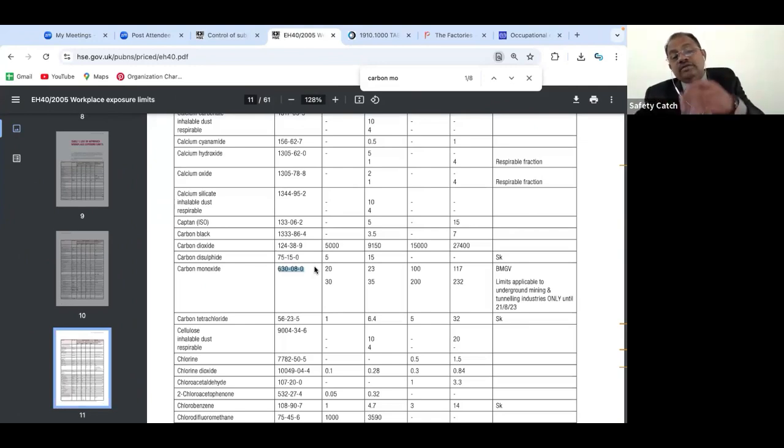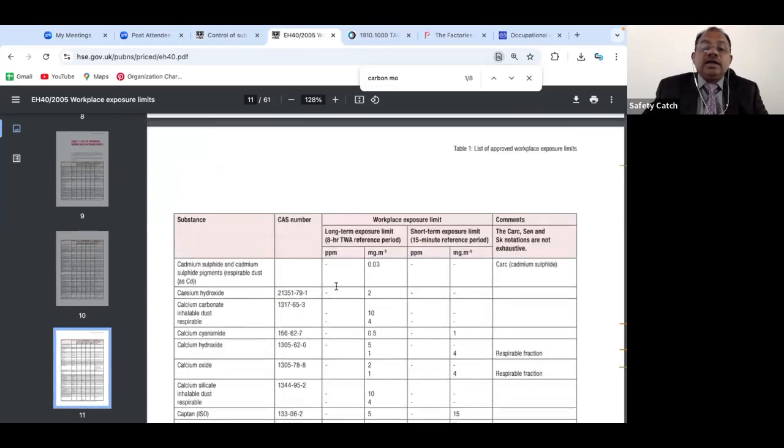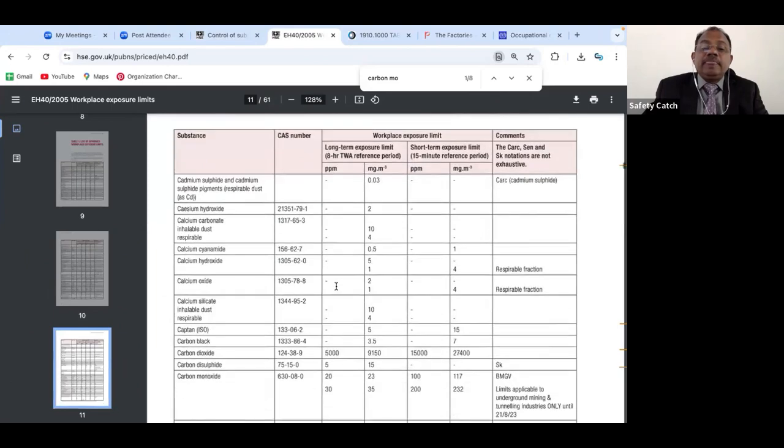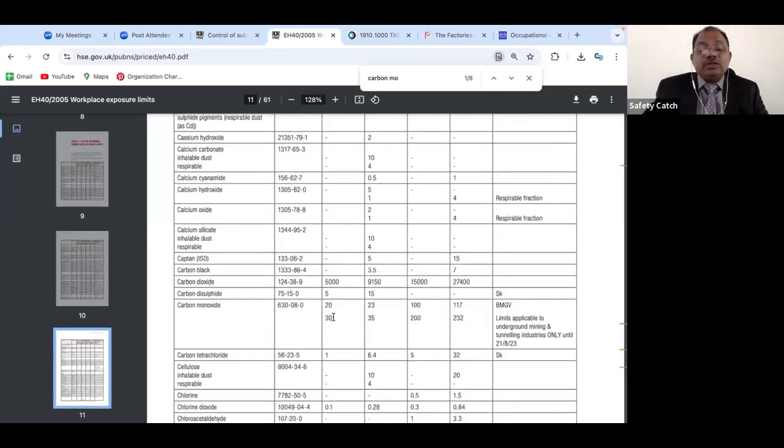And where do you get it? Even in the SDS, your safety data sheet, you will get it. So the carbon monoxide CAS number is given here. And then what is given here is the 8-hour TWA in ppm as well as milligram per meter cube. In ppm, it is 20 ppm. So you can see here, carbon monoxide as per EH40, 8-hour TWA is 20 ppm.